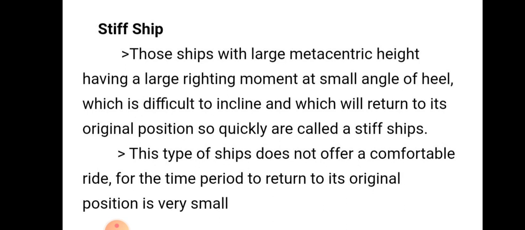This type of ship does not offer a comfortable ride, because the time period to return to its original position is very small. Stiff ships have a large metacentric height and a large righting moment at a small angle of heel. It is difficult to incline them, so they return to their original position very quickly. So this type of stiff ship does not provide a comfortable ride.